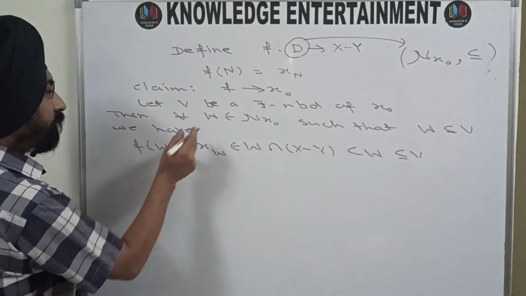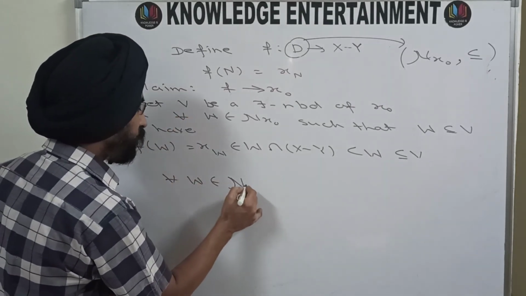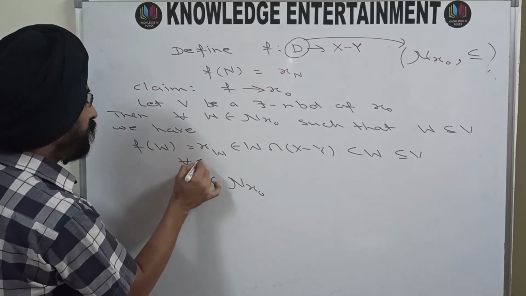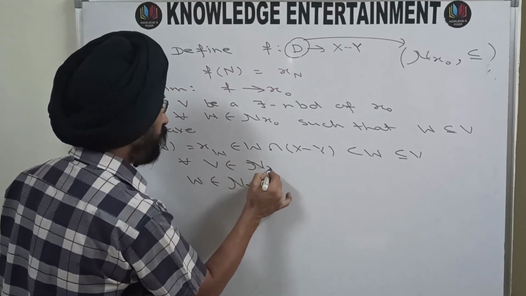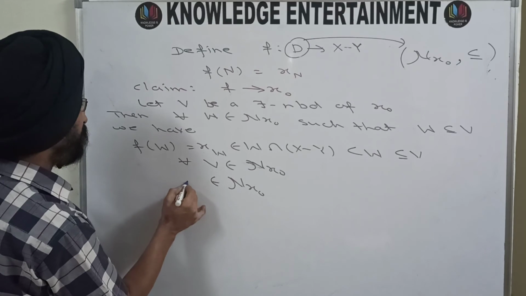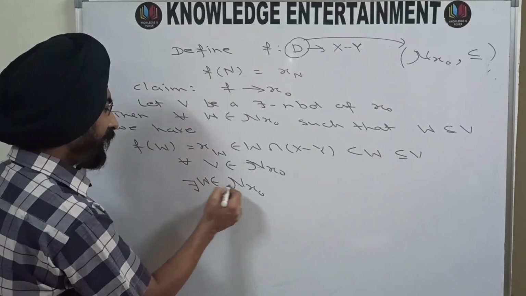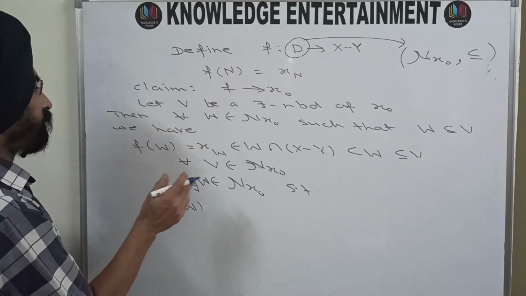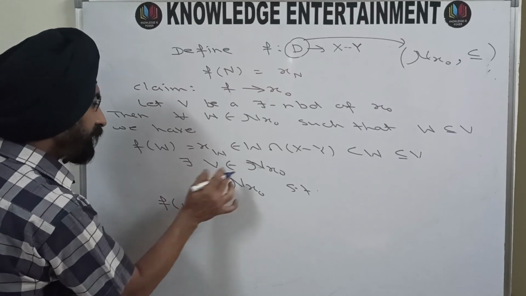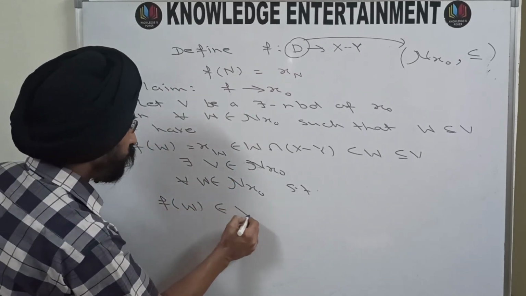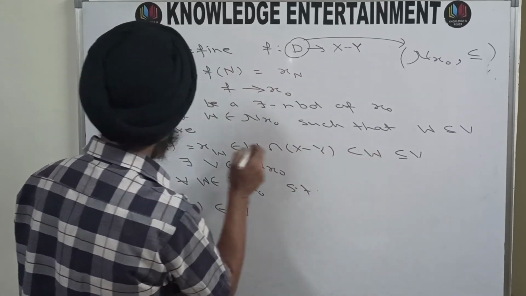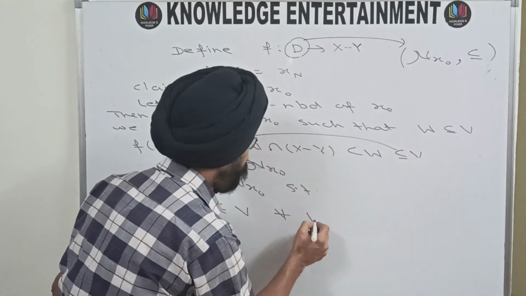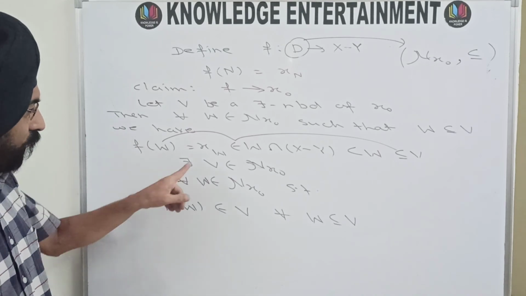I'm rewriting this now. For every V belonging to N x naught, there exists W in N x naught such that f of W belongs to V. A little bit of change: there exists W such that for every W that follows V, f of W belongs to V. This is your neighborhood now.